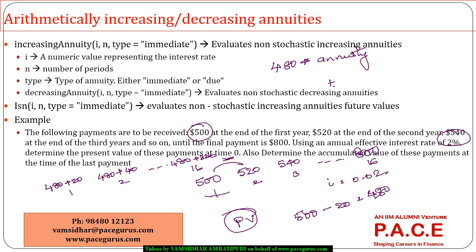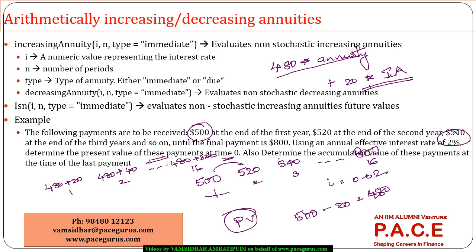Plus 20 is getting increased every period: 20, 40, 60. So 20 times I'll take as the increasing annuity. This is how we solve for the present value scenario. We break the whole data, separating out the annuity portion from the increasing annuity portion. We'll do two separate calculations, one for the annuity, one for the increasing annuity, and finally we do the computation. This is for finding the present value.